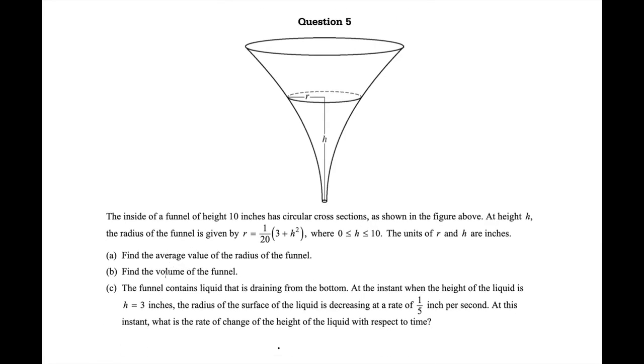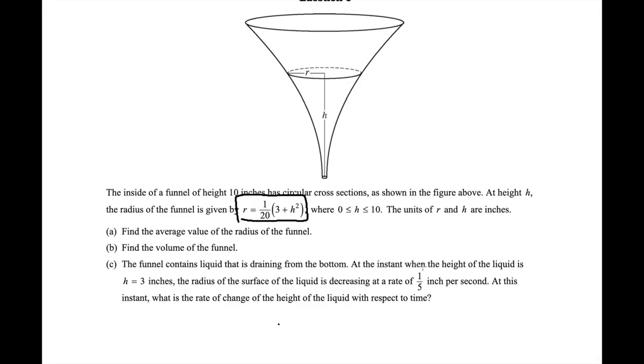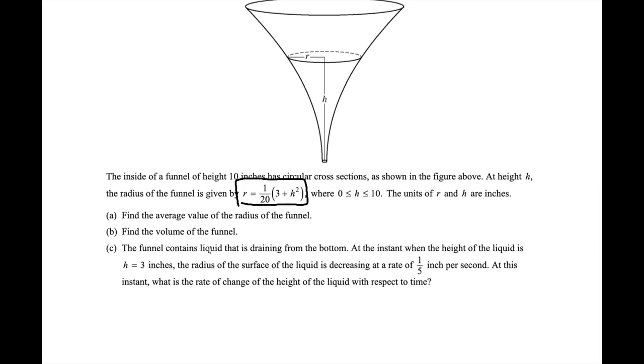All right, so let's see what we've got here. We've got this funnel. It's 10 inches tall, and it has circular cross sections. More importantly, we're told that the radius as a function of height is given by this equation here. So r of h is modeled by that. Of course, the units of r and h are in inches. First thing we're being asked to find is the average value for the radius of this funnel.